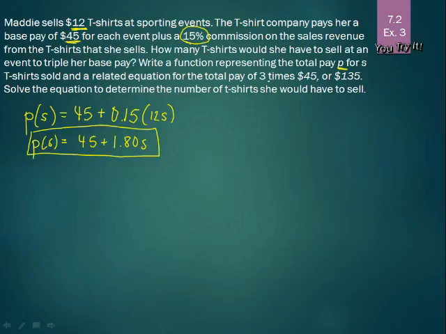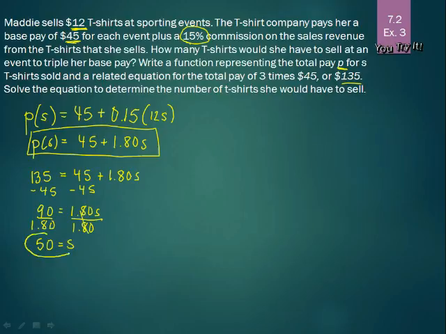And then to write the equation with 3 times $45 or $135, we want to know if she makes $135, so we put that in for her pay P of S, then how many t-shirts S does she have to sell? And so all we have to do is just solve this equation. So we can first subtract 45 on each side to get S alone. So we get 90 equals 1.80 S. And then we divide on each side by 1.80 so that we can get S alone. Then we get, well, on the left side there, that equals 50, and then equals S.